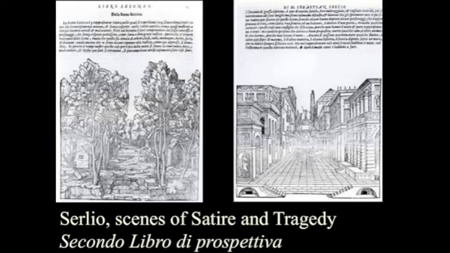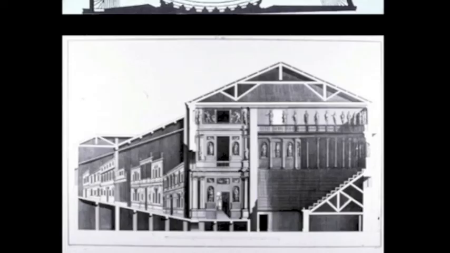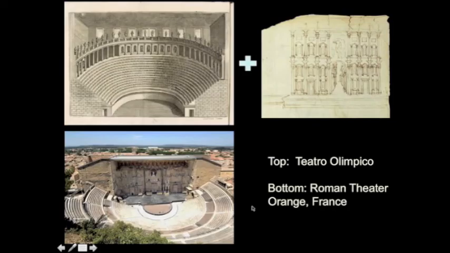You get an image of what these scenes look like in the stage sets drawn by Serlio in his architectural treatise. This is the Scena Tragica, where we get a fake perspective. And these things actually get built into the space of Palladio's Teatro Olimpico. So I'm just showing you a Roman precedent here. This is the theater in Orange, France.